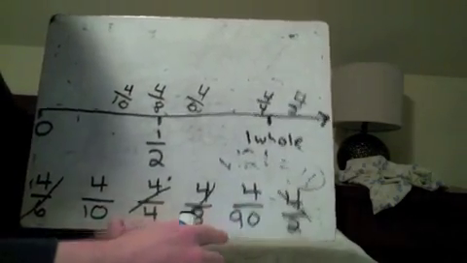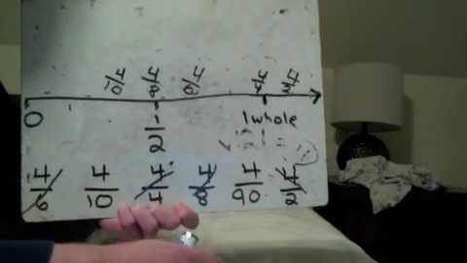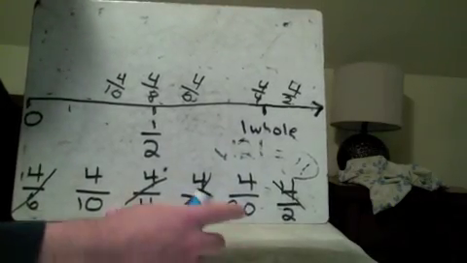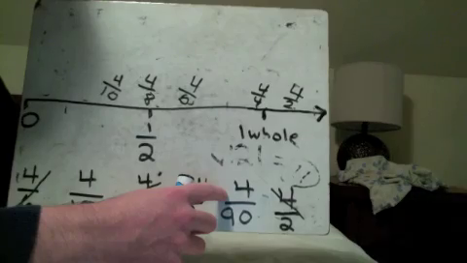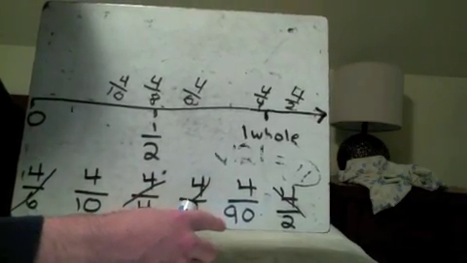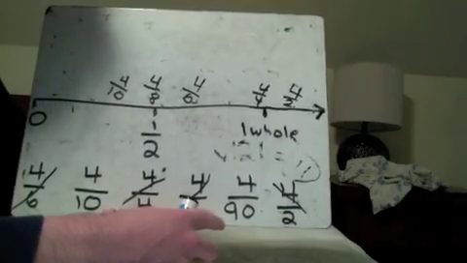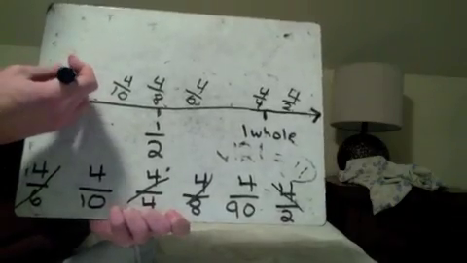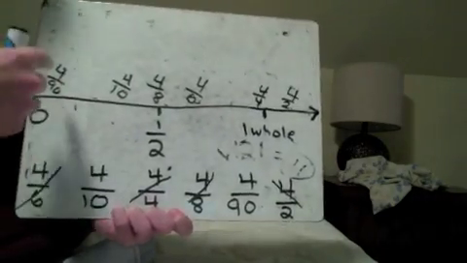Whereas 4 90ths, we're not anywhere close to a half. 4 90ths, half of 90 is 45, I believe. So if we only have 4 of those pieces, 4 of those really small pieces, because if I cut something into 90, the pieces are going to be very small, I hardly have anything. So my 4 90ths should go down at this end.